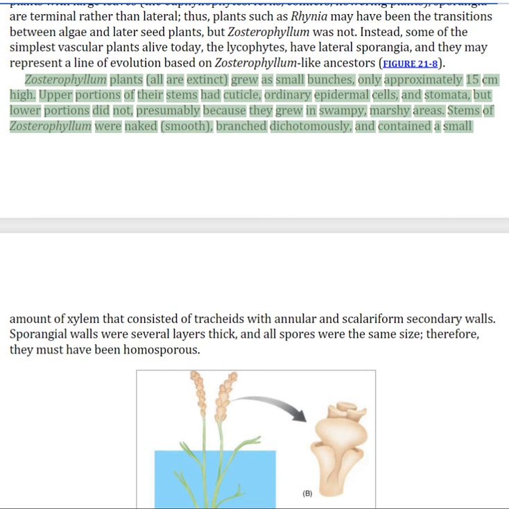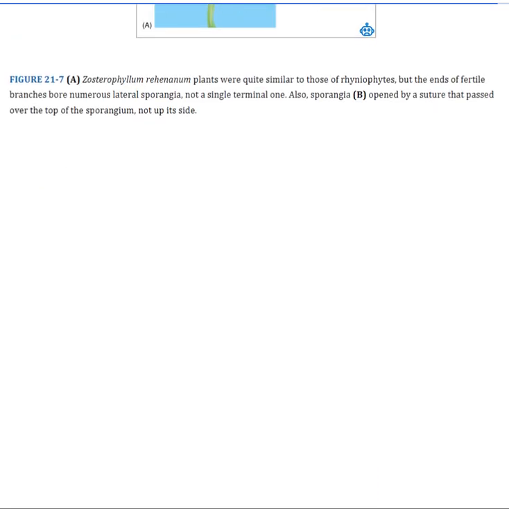Zosterophyllum plants grew as small bunches, only approximately 15 centimeters high. Upper portions of their stems had cuticle, ordinary epidermal cells, and stomata, but lower portions did not, presumably because they grew in swampy, marshy areas. Stems of Zosterophyllum were naked, branched dichotomously, and contained a small amount of xylem that consisted of tracheids with annular and scalariform secondary walls.